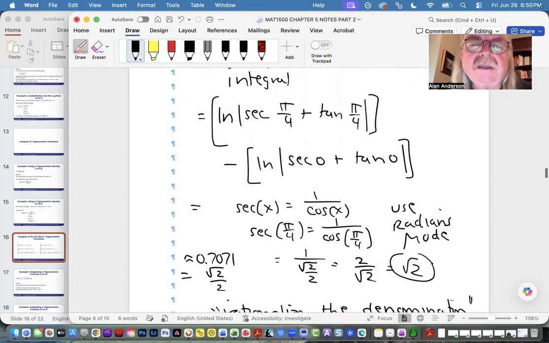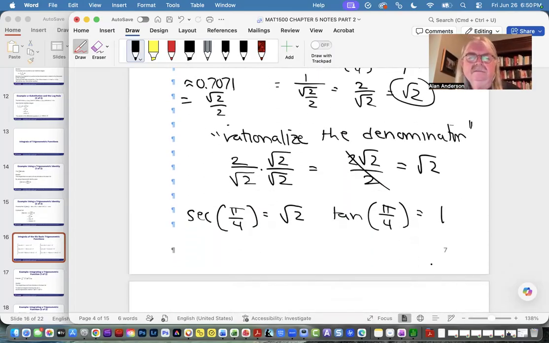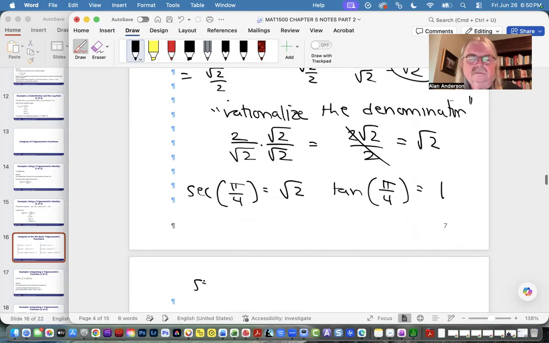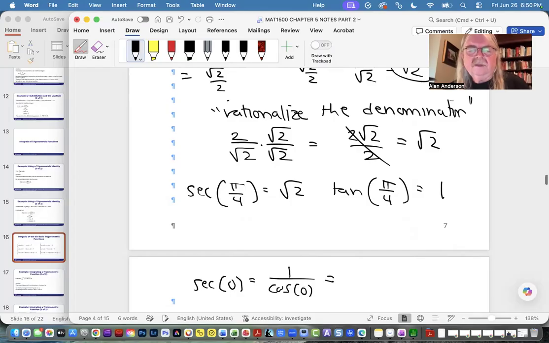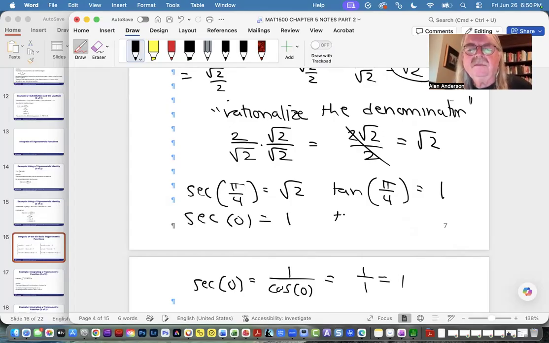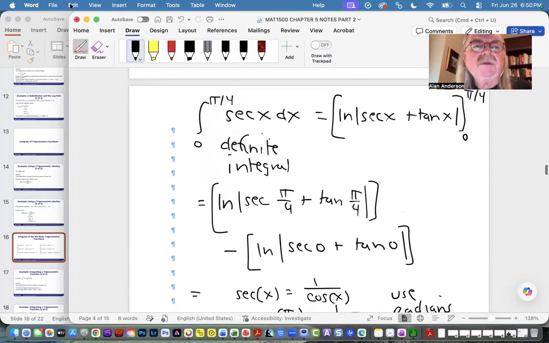Now, of course, I also need the secant of zero. Cosine of zero is one. Well, that's not very helpful. So the secant, we'll put it up here. Secant of zero is one. The tangent of zero is zero. Beautiful. All right. So we can make some substitutions into this expression up here.